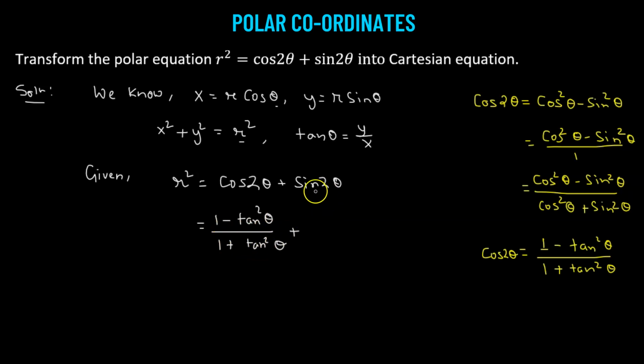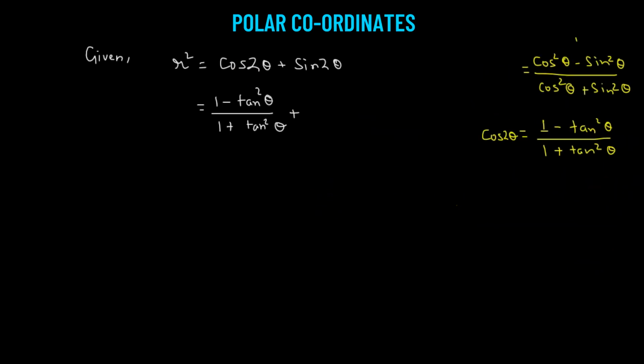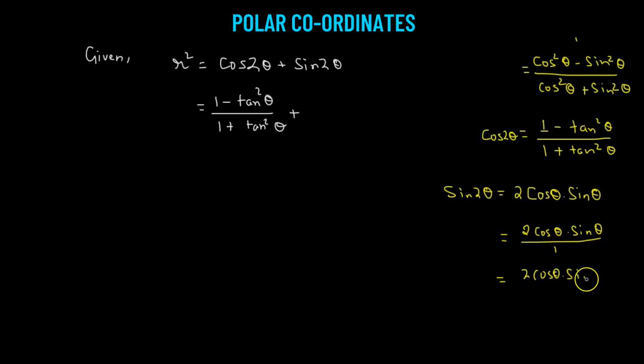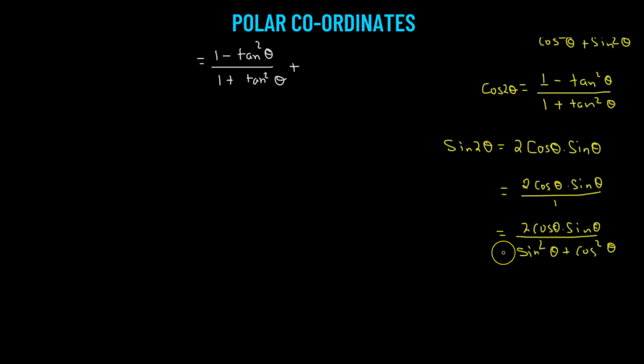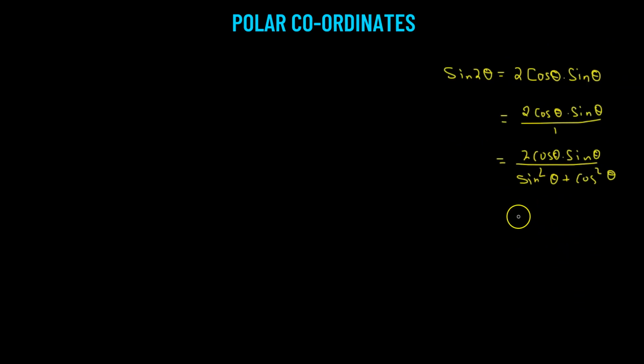Now coming to sine 2 theta, we'll also have to convert sine 2 theta to tangent theta. This has a formula given by 2 times the product of cosine theta times sine theta. Like the previous one, we can rewrite this as 2 times cosine theta times sine theta divided by 1, and we can replace the 1 in the denominator with sine squared theta plus cosine squared theta. Now we'll divide both the numerator and the denominator by cosine squared theta.